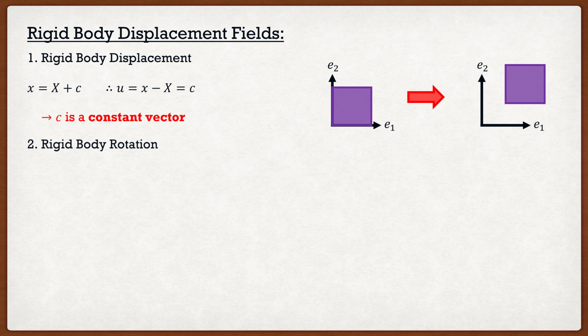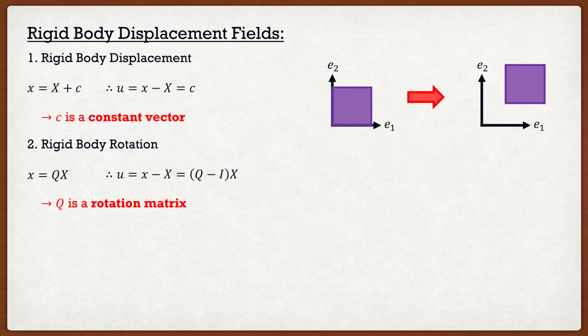All right, so the next one we look at is what we call rigid body rotation. In this case, our position function is equal to q times big X, where q is a rotation matrix. We discussed these before in our linear algebra review. Now that we know what q is, we can very simply find our displacement function u, which again is simply small x minus big X. Therefore, our displacement function is going to be q minus I times big X.